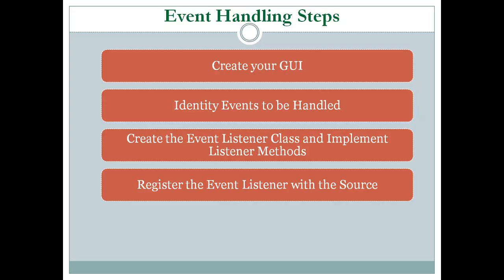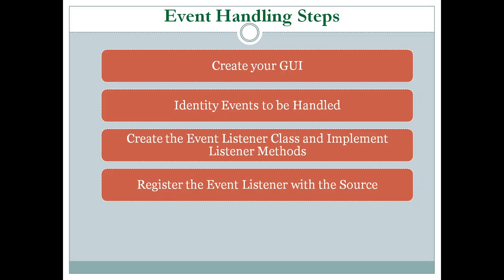So these are a few steps which can be followed to handle events. The first step is to create your GUI. You need to create your graphical user interface first. Say you want to create an interface with a button. So you have to design your interface and create it with a button. Once you create your GUI, the next step is to identify the events to be handled.